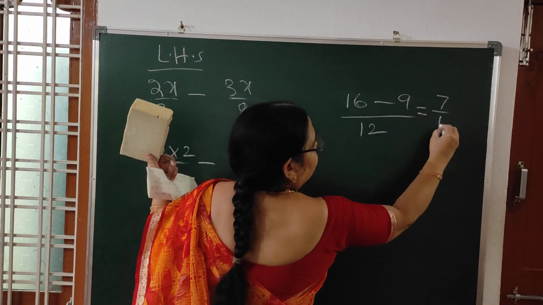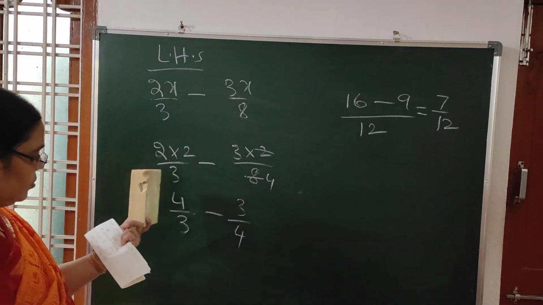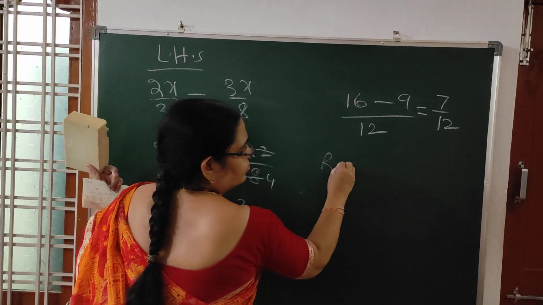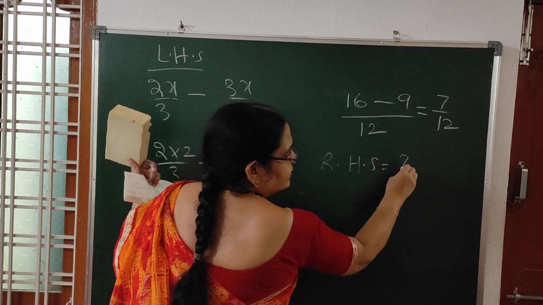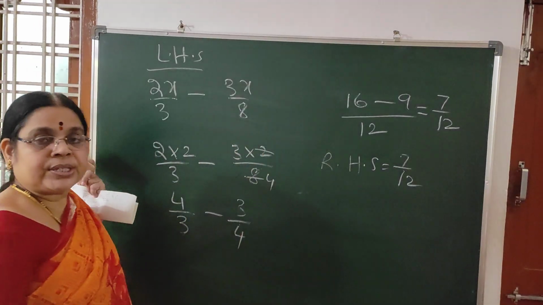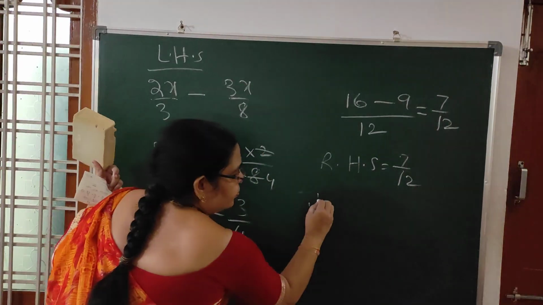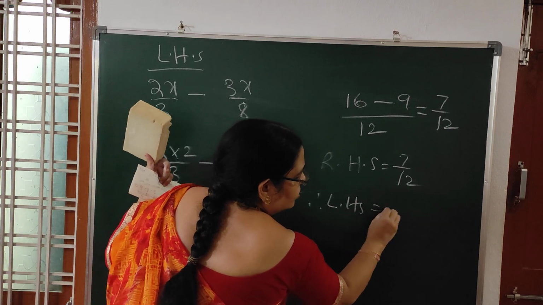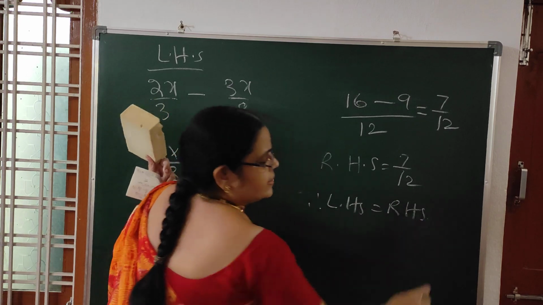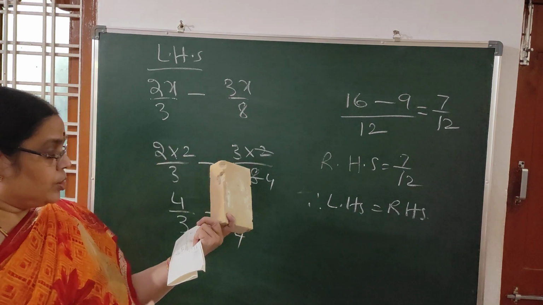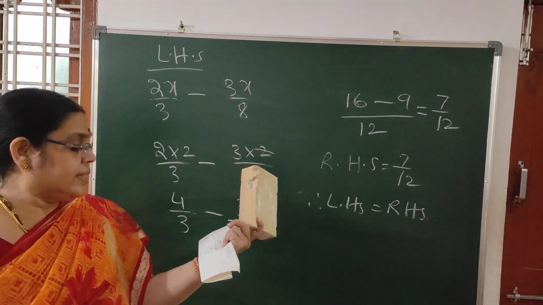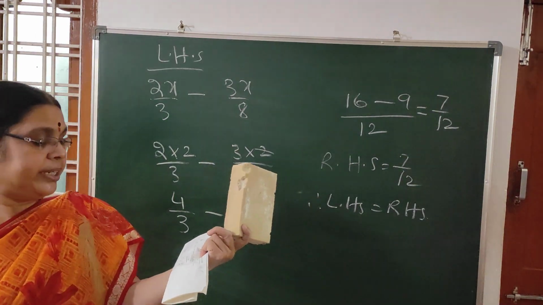16 minus 9 is how much? 7. So 7 by 12. What is RHS? RHS you were given as 7 by 12. LHS you got 7 by 12. Therefore LHS is equal to RHS. Hence it is verified.